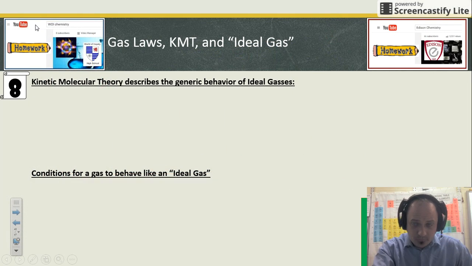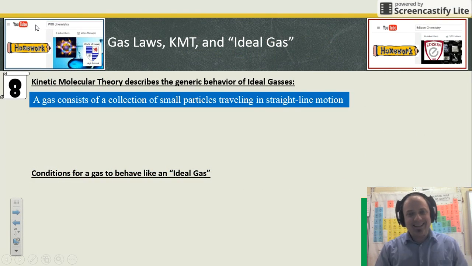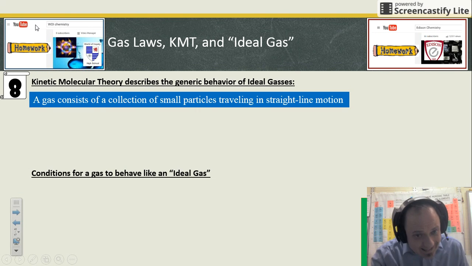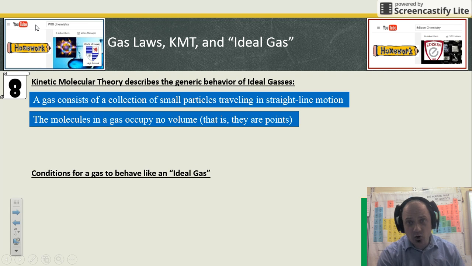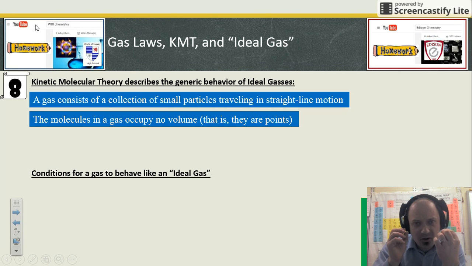using these theories. So kinetic molecular theory says a few things, little facts that we have to assume and put in the back of our head. Okay, gas is a collection of small particles traveling in straight line motion. That's the first assumption. Secondly, these molecules of gas occupy almost no volume. We're going to ignore the fact that they probably do have a volume, but they're so small, they're almost like two-dimensional points in space. We're not really even going to think about them as having size.